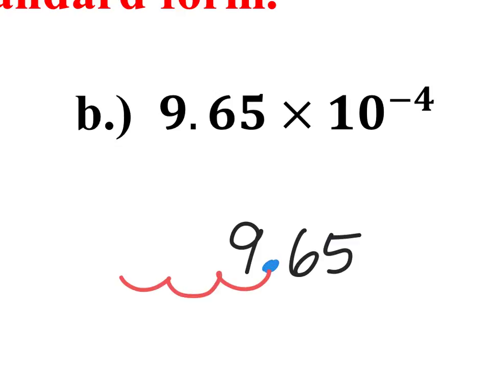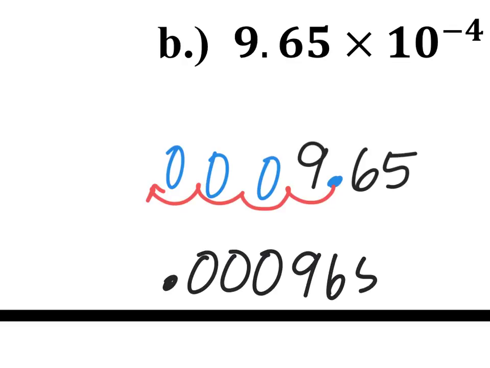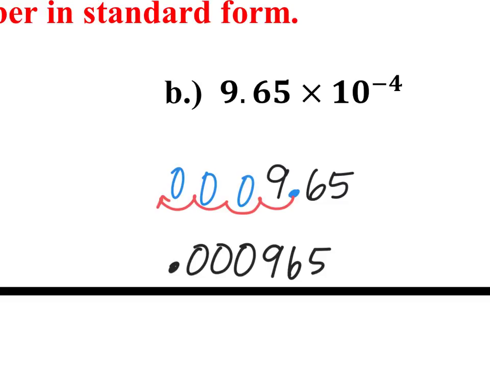One, 2, 3, 4. Show the work. Draw a little arrow so you know which way you moved it. And then fill the empty spots with zeros. 1, 2, 3 zeros. And rewrite it with the decimal in the correct place. That's important. 0.00965. So 9.65 times 10 to the negative 4 is the same thing as this number in standard form.